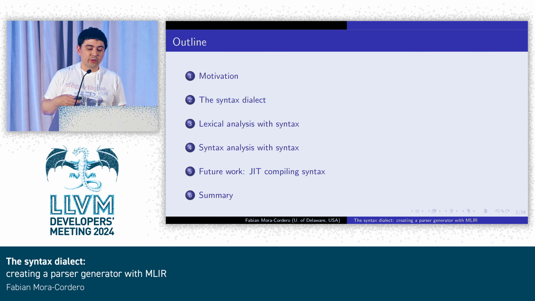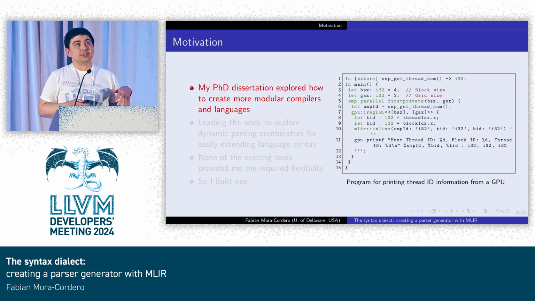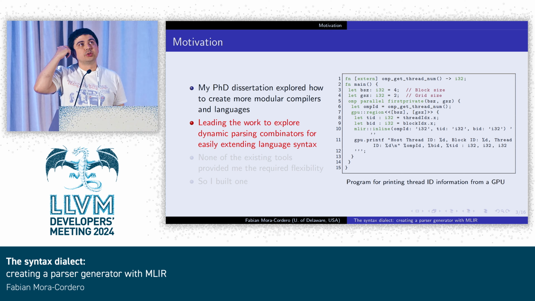So the motivation for it is that in my dissertation, what I wanted to explore is more modular compilers and languages. And one of the things that this led me to was to explore dynamic parsing combinators. So for example, on the left and on the right, what we have is some code, but the main compiler doesn't need to know what OMP or GPU or MLIR is in the code. So I needed a way to say, hey, once you encounter the keyword, let's invoke the parsing combinator.